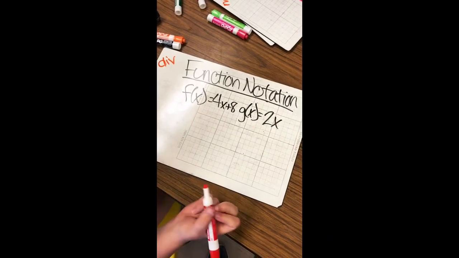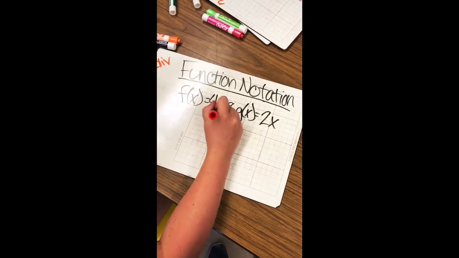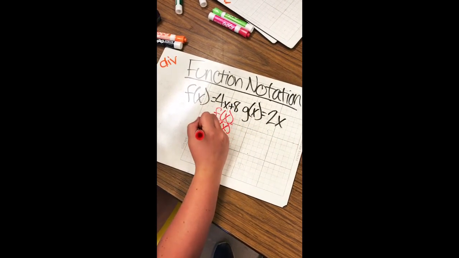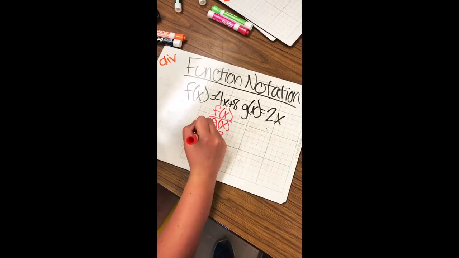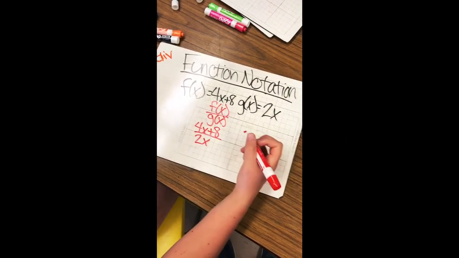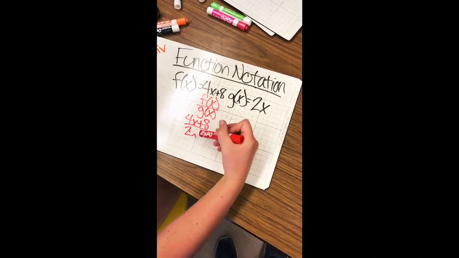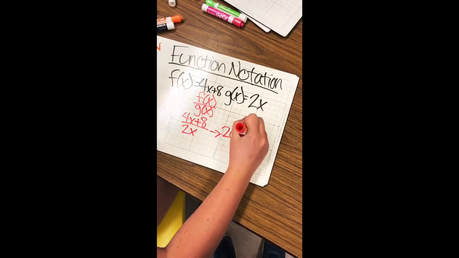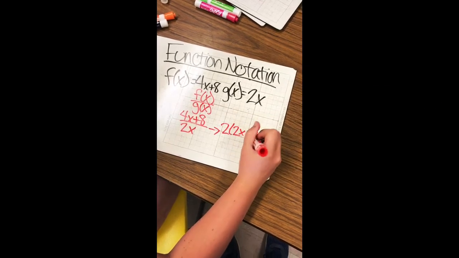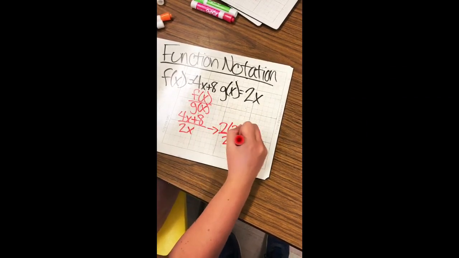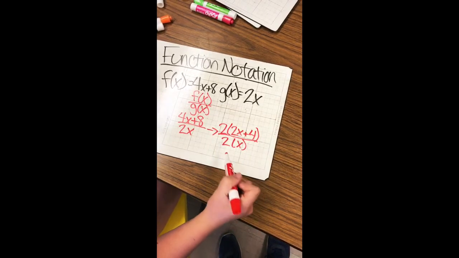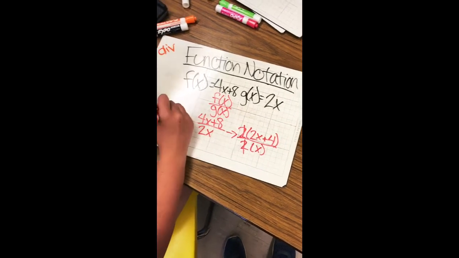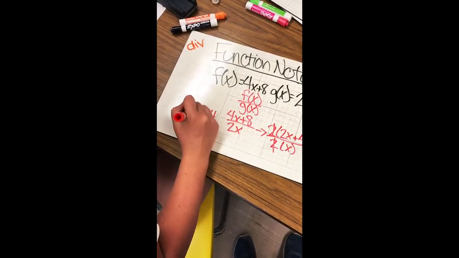Dividing with function notation. So I'm going to put f of x on the top and g of x on the bottom. F of x is 4x plus 8. G of x is 2x. Now I'm going to GCF out a 2 since each term is divisible by 2. Now, I can reduce this 2 with this 2. And so our final answer is 2x plus 4 over x.